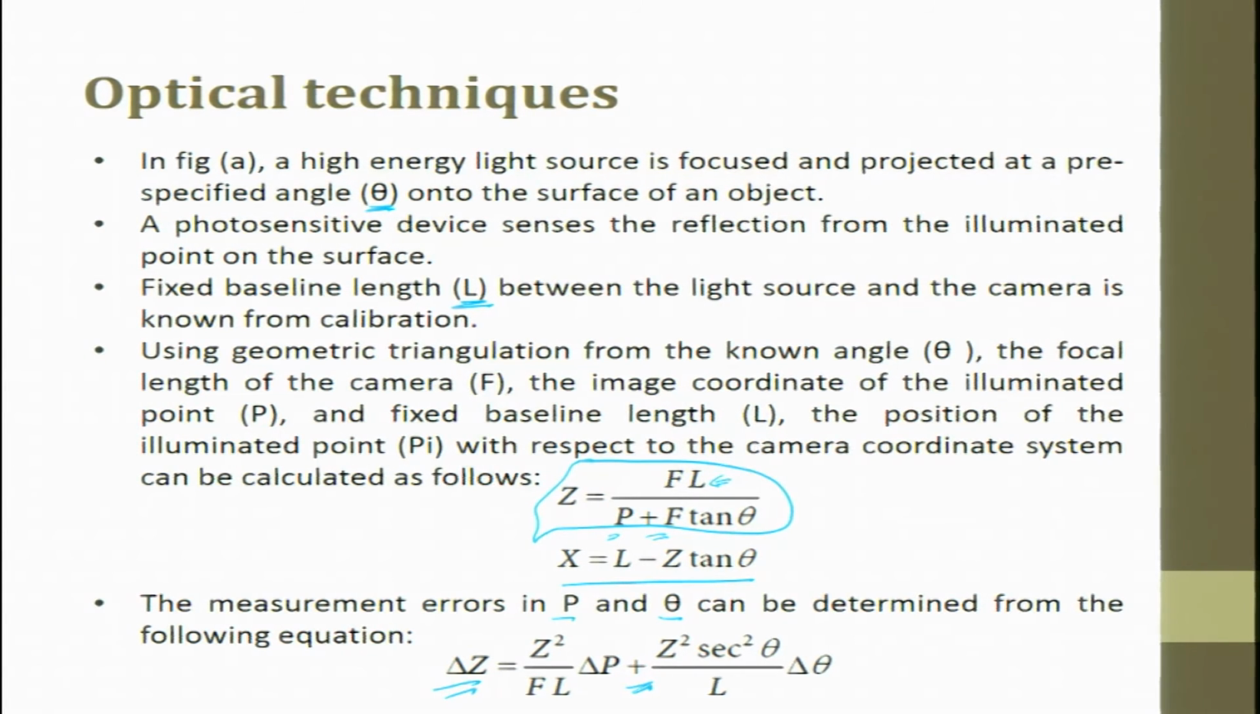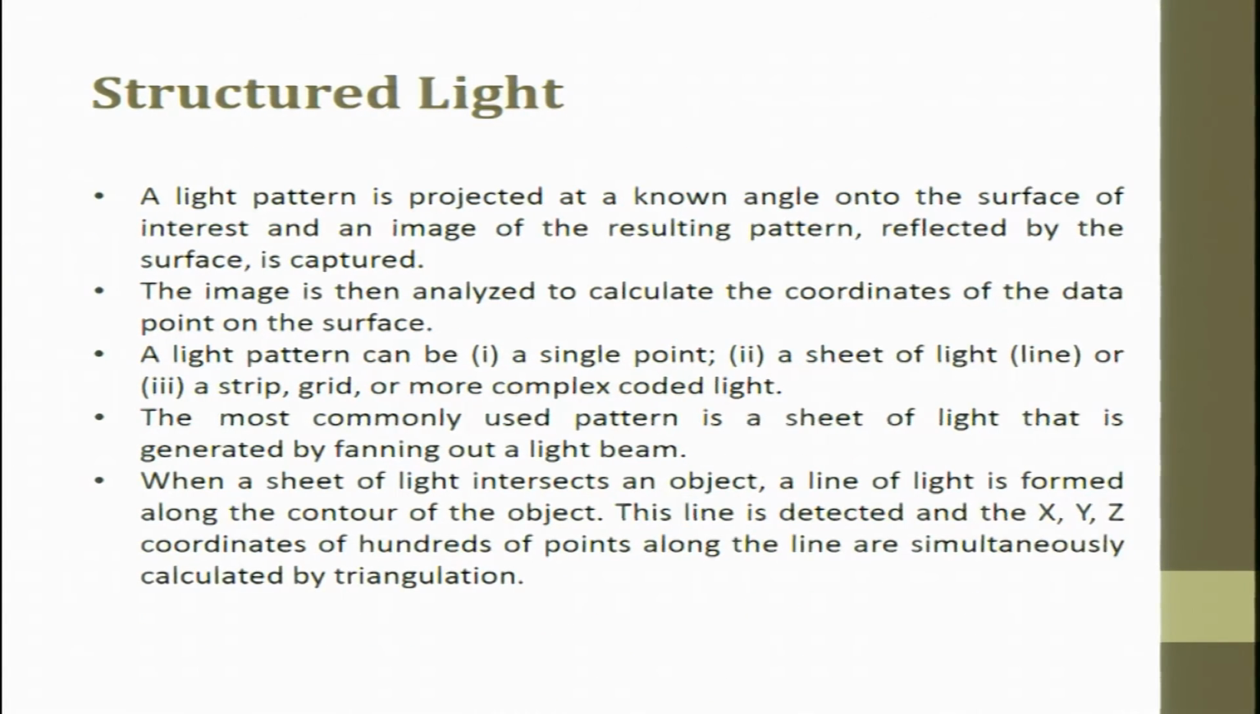The next one is structured light. The structured light pattern is projected at a known angle on the surface of interest, and an image of the resulting pattern reflected by the structure is captured. The image is then analyzed to calculate the coordinates of the data points on the surface.